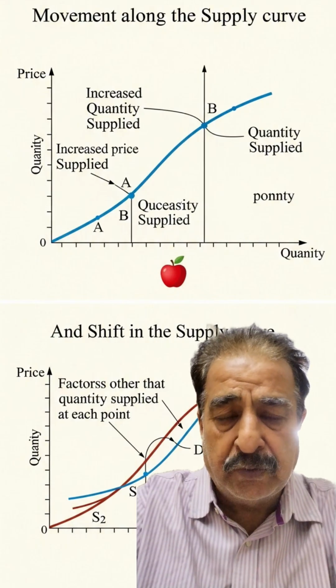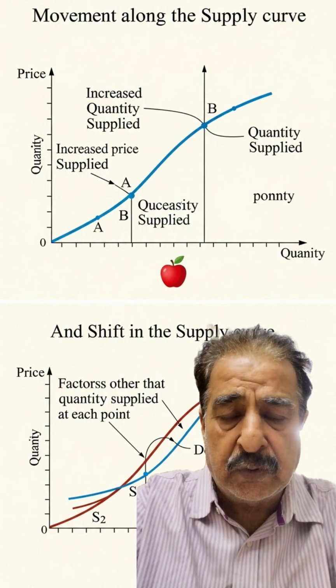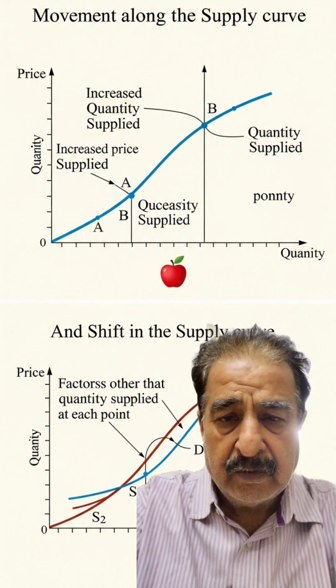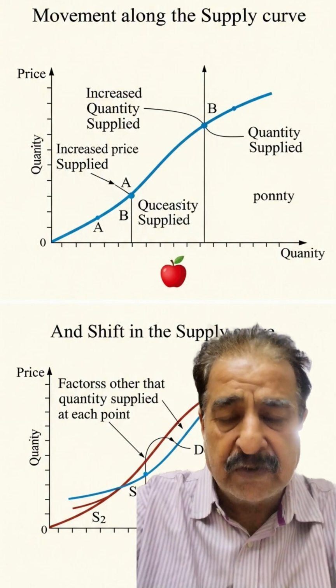It is also of two types: extension and contraction in supply. In extension, when price increases, quantity supplied also increases. And in contraction, when price decreases, quantity supplied also decreases. It's called contraction.